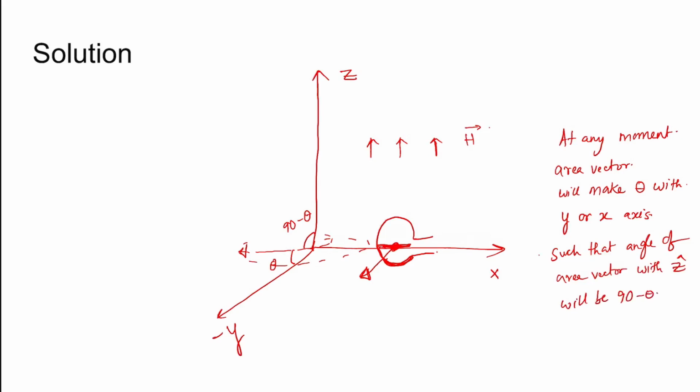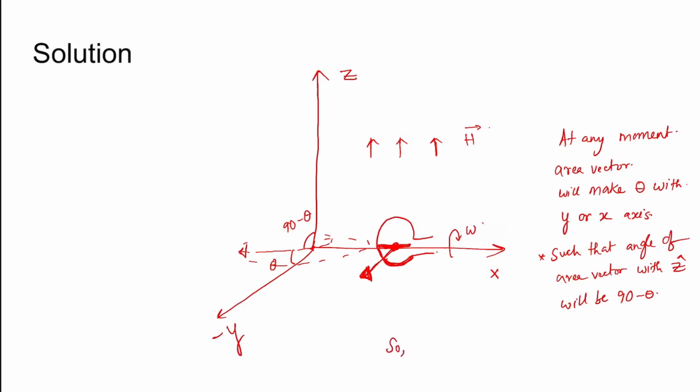Now you need to understand this point, that the area vector was first like this along minus y. Now when it is rotating along the x-axis, keeping its diameter along the x-axis, the area vector will also be rotating. This area vector will make an angle theta with the y as well as with the x. So with the xy plane it will make an angle theta while it is rotating, keeping its diameter along the x-axis. So the angle the area vector makes with z at any given time is 90 minus theta.